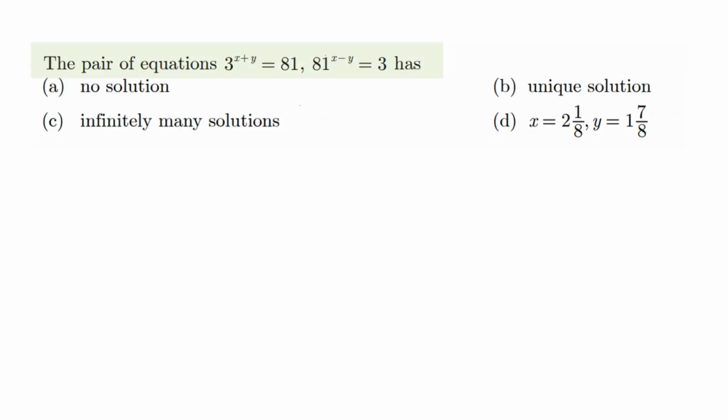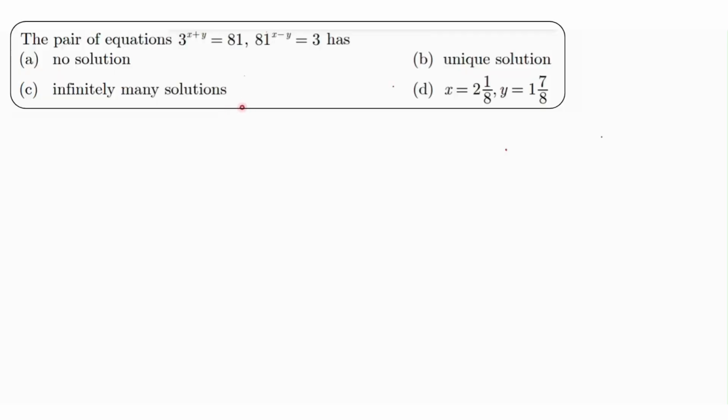In this question, the pair of equations is 3 raised to the power x plus y equals 81 and the other equation is 81 raised to the power x minus y equals 3, and the solution is what we have to get with these following options. Now in order to find the solution of this pair of equations, what we are going to do is to write 81 as a power of 3. So we are going to do it with the other 81. So let's begin with the first part.